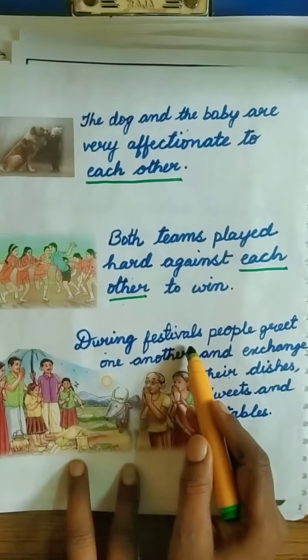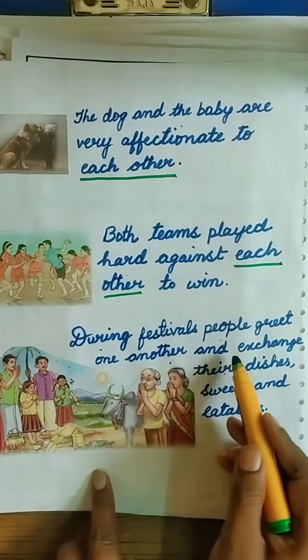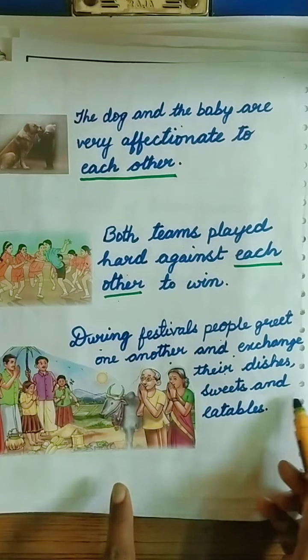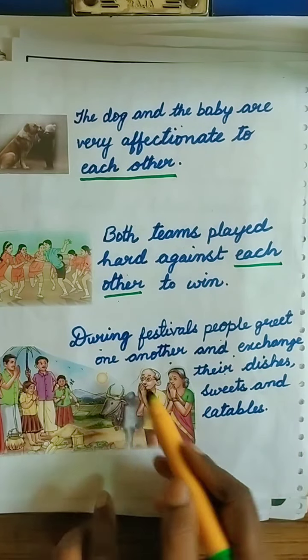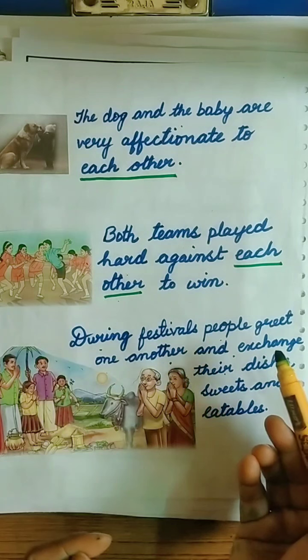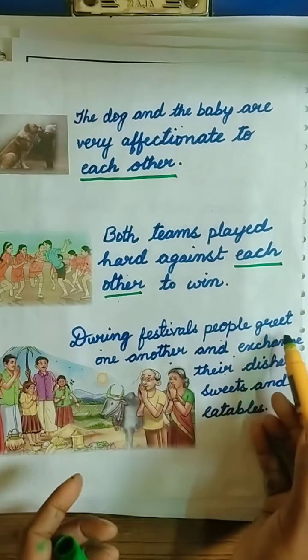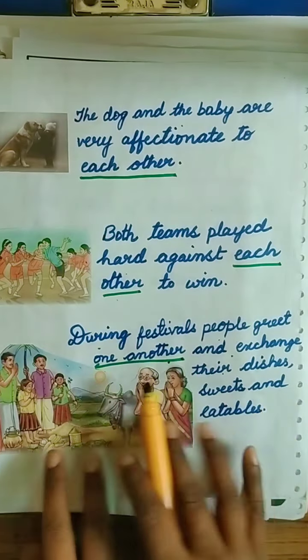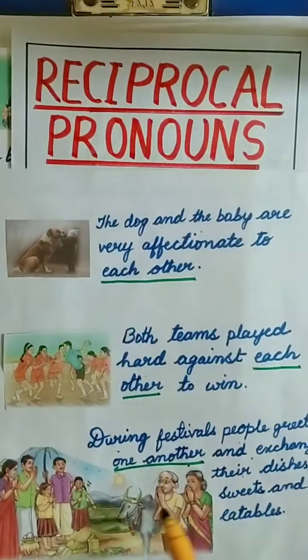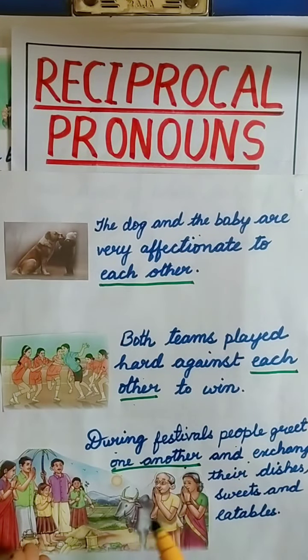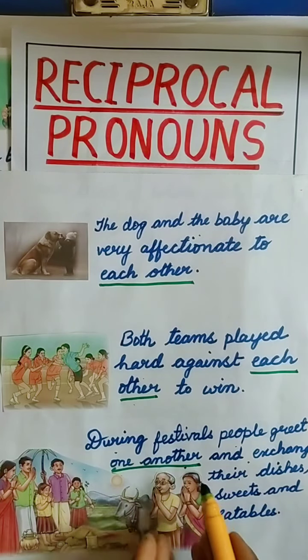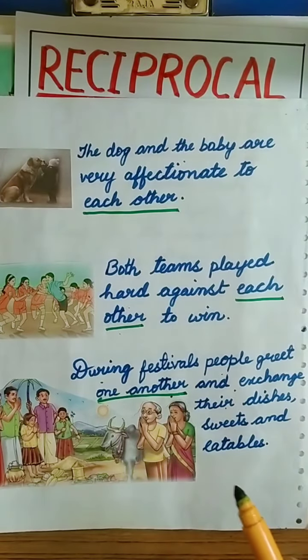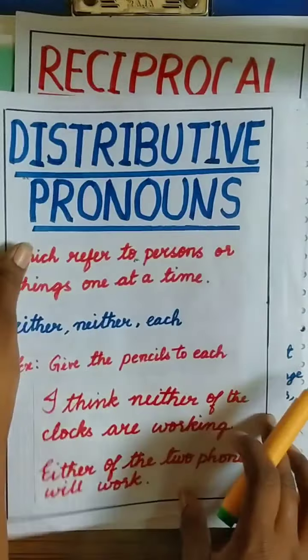During festivals, people greet one another and exchange their dishes, sweets and eatables. That means during many festivals, as we usually do, people greet one another. So, one another is the word used as a reciprocal pronoun. That means the greetings are going on between the people. Suppose these are greeting them and they are greeting these, right?